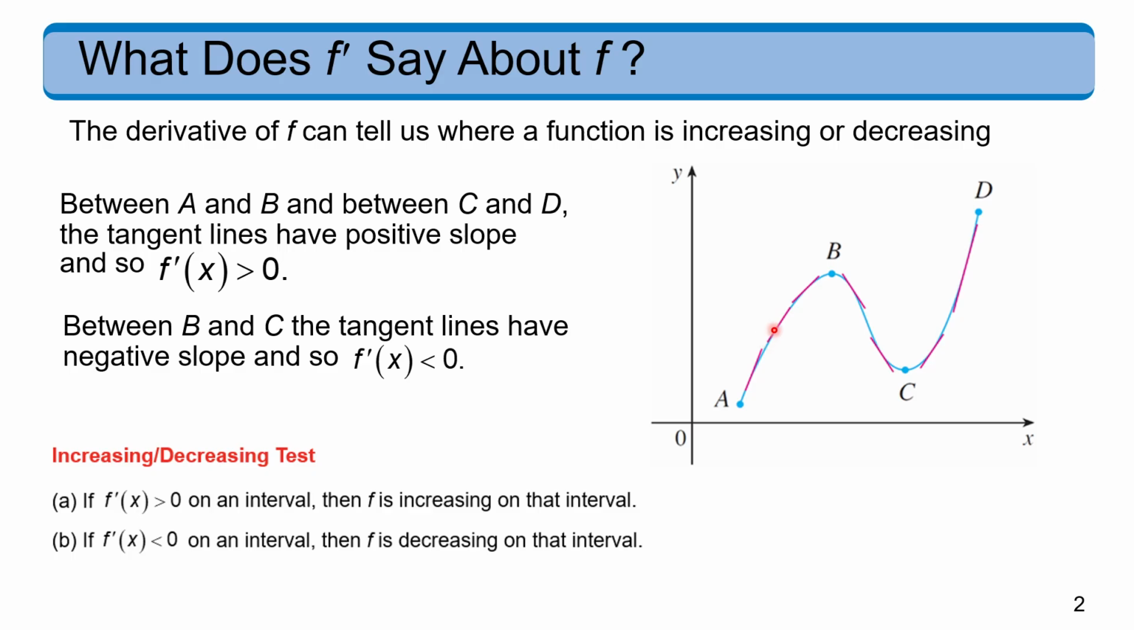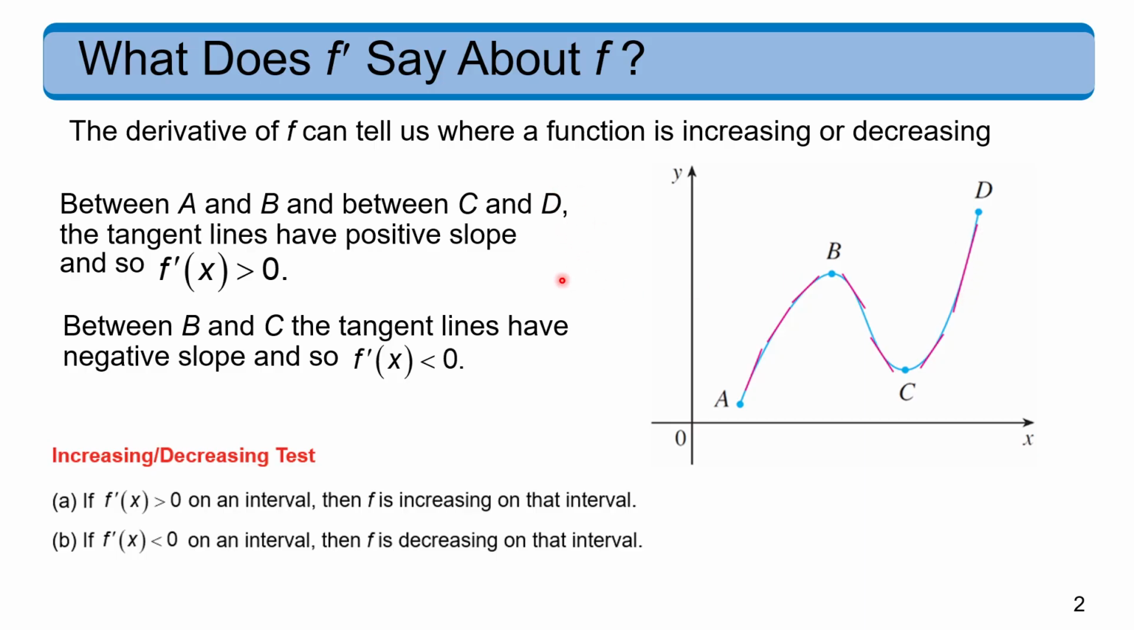How can we relate the two? So notice between points A and B, the curve is increasing, right? Because as we move from left to right, it goes upward, which means it's increasing. Well, notice that on that section, all the tangent lines have positive slope. Same thing happens between points C and D. We have an increasing curve, and all the tangent lines have a positive slope.